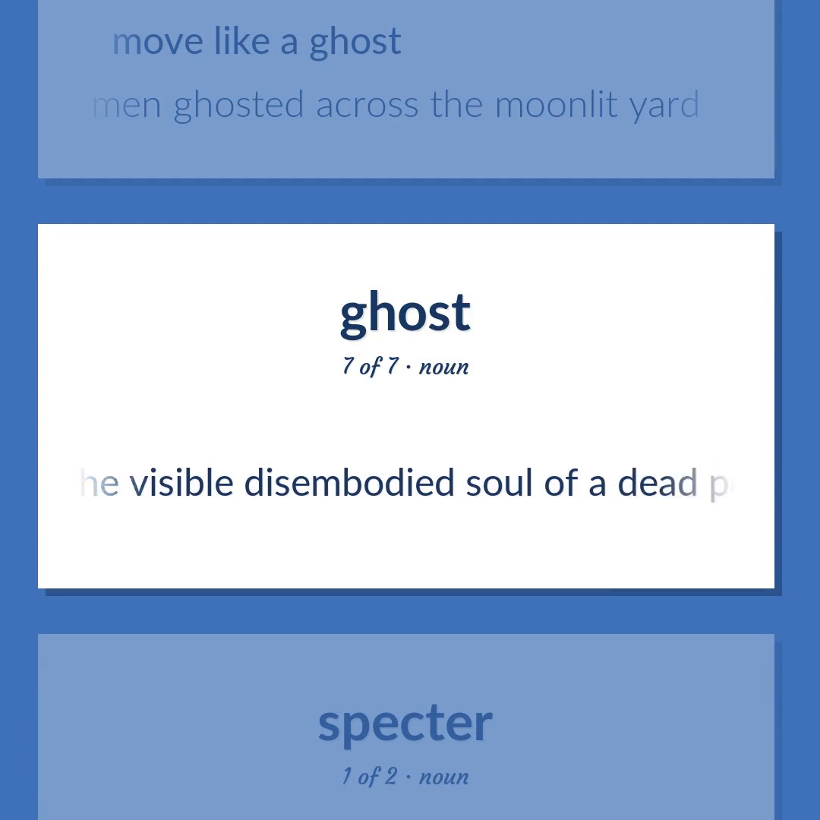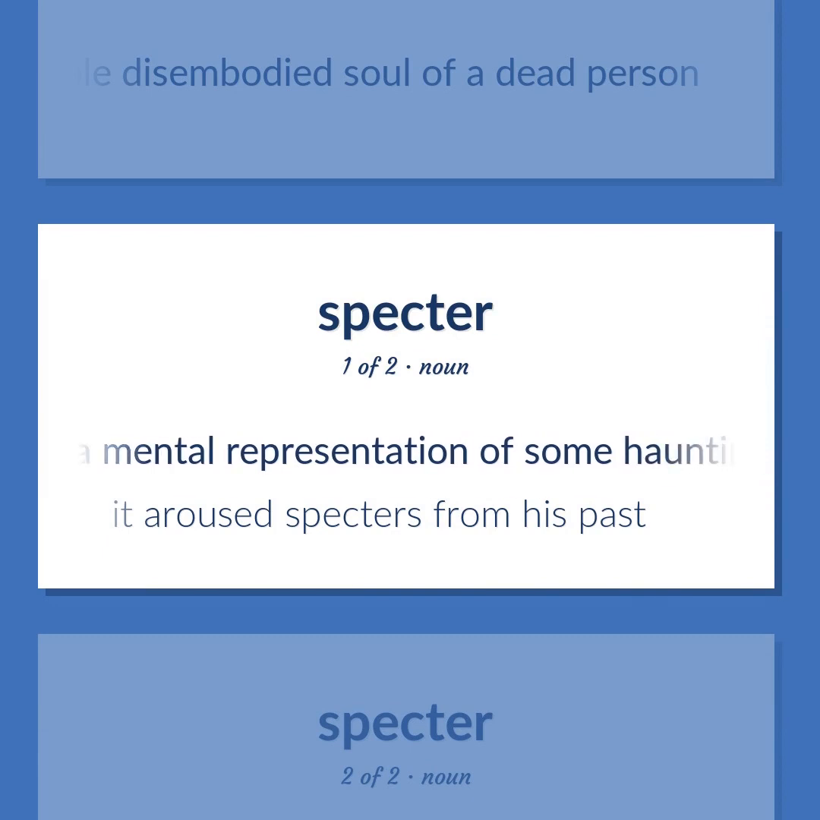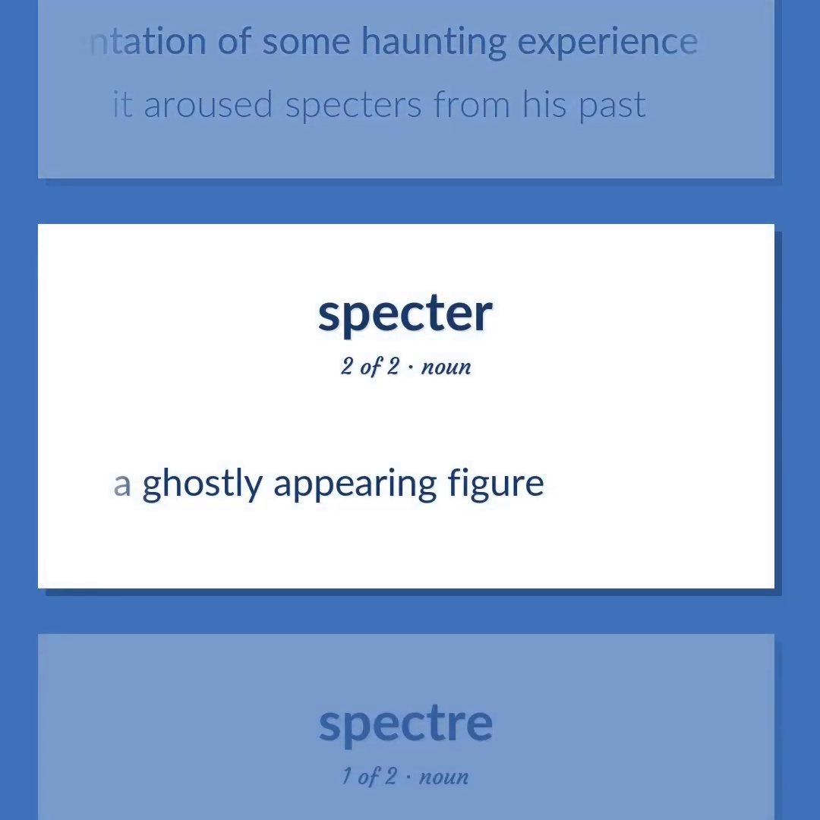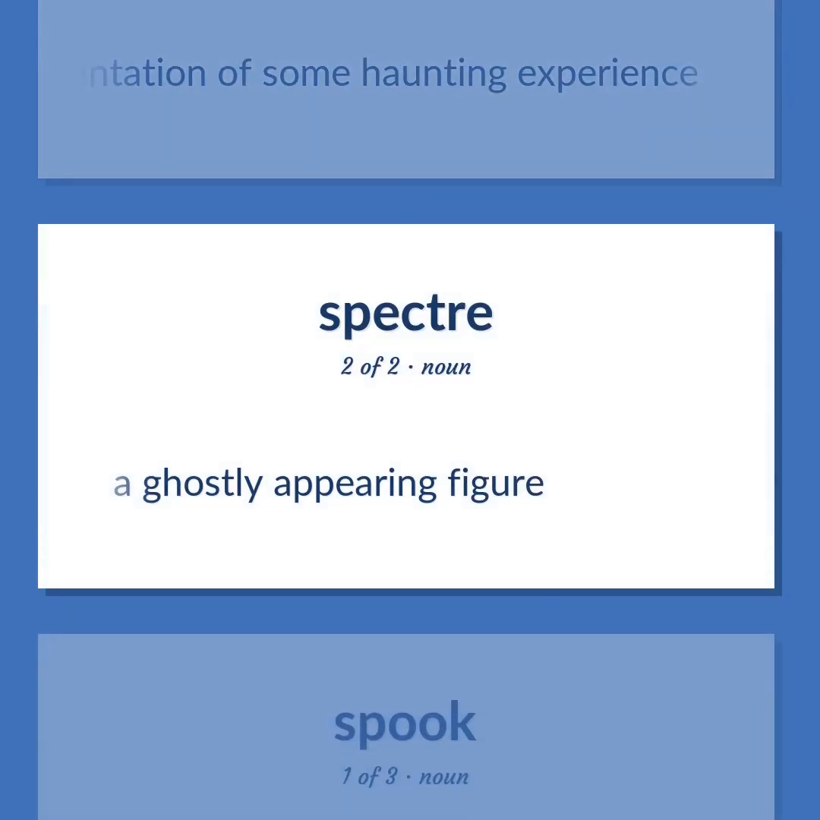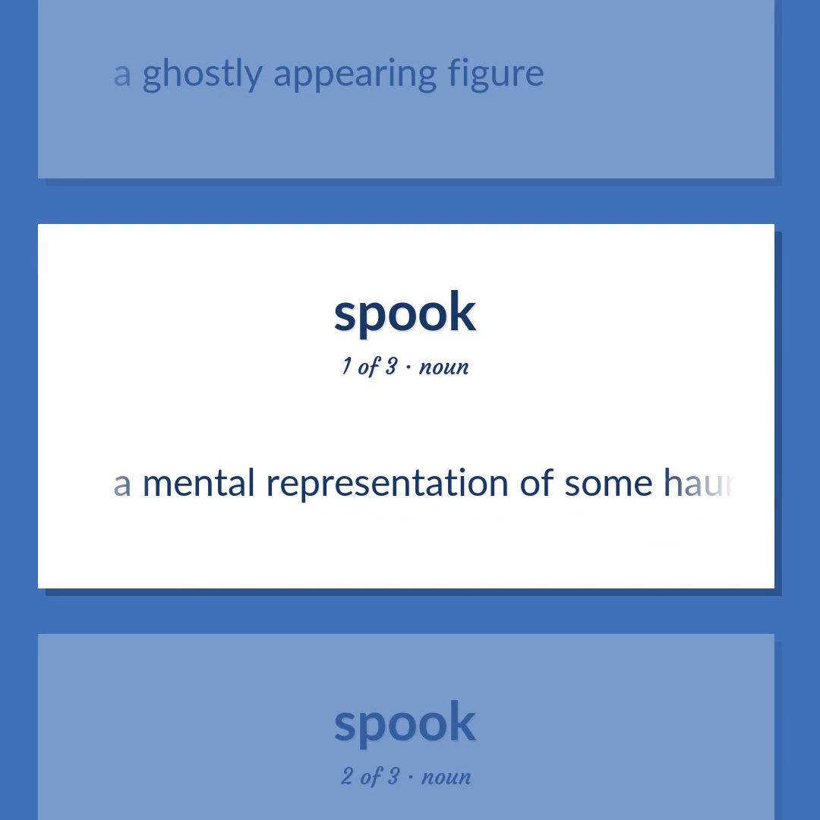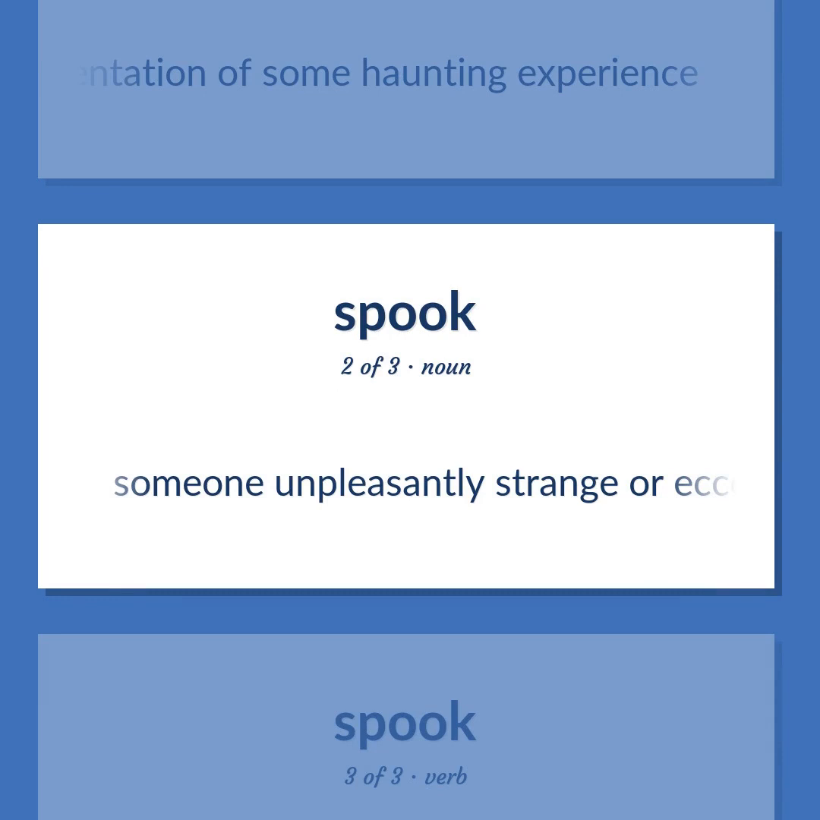The visible disembodied soul of a dead person. A mental representation of some haunting experience. It aroused specters from his past. A ghostly appearing figure. A mental representation of some haunting experience. A ghostly appearing figure. A mental representation of some haunting experience. Someone unpleasantly strange or eccentric.